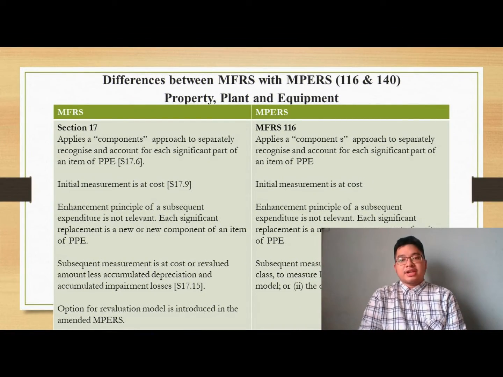Differences between MFRS and MPERS 116 and 140 for investment property, IP. MPERS Section 16 subsequent measurement: an IP whose fair value can be measured reliably without undue cost or effort shall be measured at fair value through profit or loss. All other IP shall be accounted for as PPE using the depreciated cost model. Measurement is not subject to a consistent policy choice.